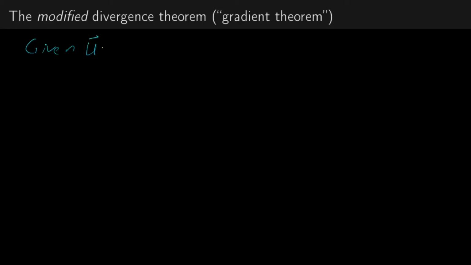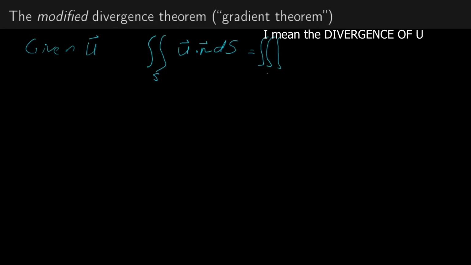Before we proceed, recall the formal statement of the divergence theorem. Given the vector field, and this is important to note, the surface integral of u times the unit normal vector over the surface is the volume integral of the gradient of u over the volume.